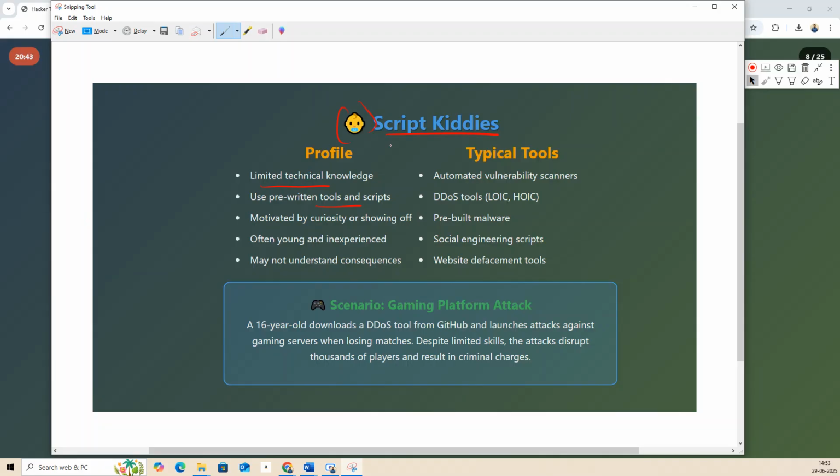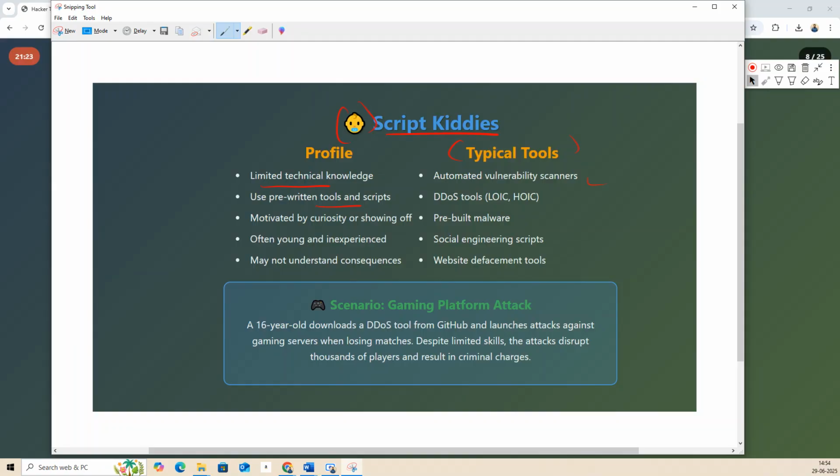What do they actually use? What are the typical tools they use? Automated vulnerability scanners that anyone can download. DDoS tools like LOIC, which we call the Low Orbit Ion Cannon, or HOIC, which is the High Orbit Ion Cannon. These tools can take down websites with just a few clicks. Pre-built malware packages available on dark web forums, social engineering scripts and templates. There are also website tools that require no programming knowledge.